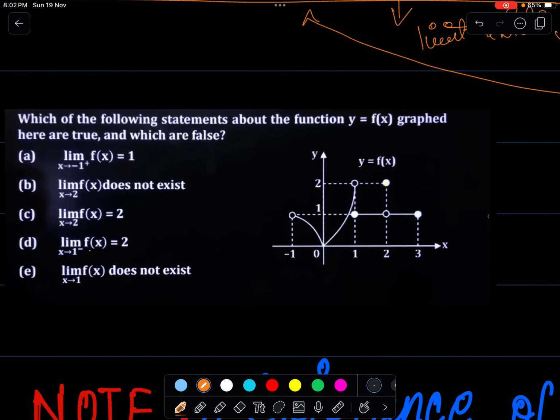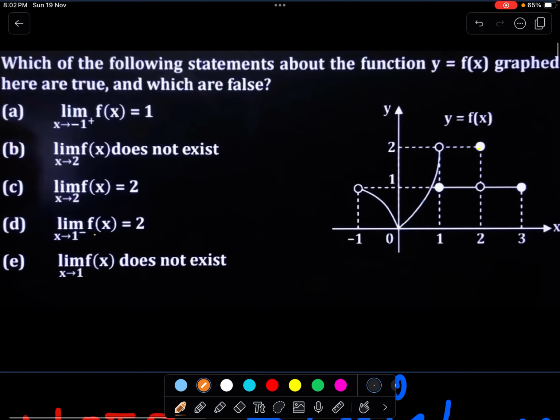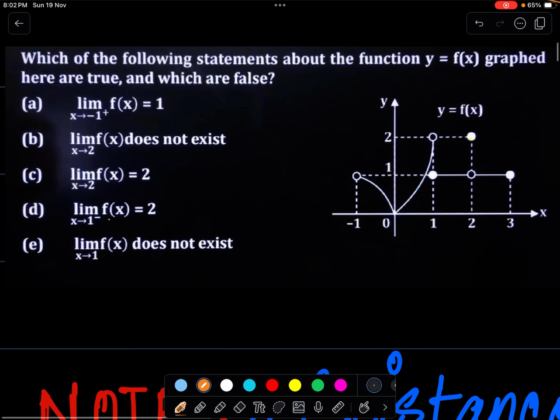Now let's come to another problem over here. Let's do this quickly. It's a true and false question. If you want, you can pause the video and do it by yourself and then come back and see the answer. Here I need to find the limit x tends to minus 1 plus. Plus means from the right hand side, so this is the right hand limit. When I am moving towards minus 1 from the right hand side, where is the function going? The function is going towards 1.